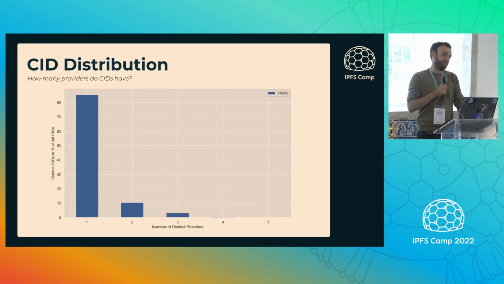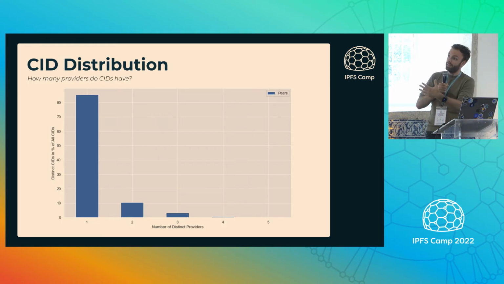Then the CID distribution. So this is something that we also talked about, that someone asked me yesterday. So how many providers do CIDs have on average? And here we can see that around 85% of CIDs only have a single peer ID as the provider, and then 10% have two providers, and around 5% have three providers, and so on. So the vast majority, again, is just provided by a single peer ID on a single machine, which may be good or not. Probably would be better if they were distributed.